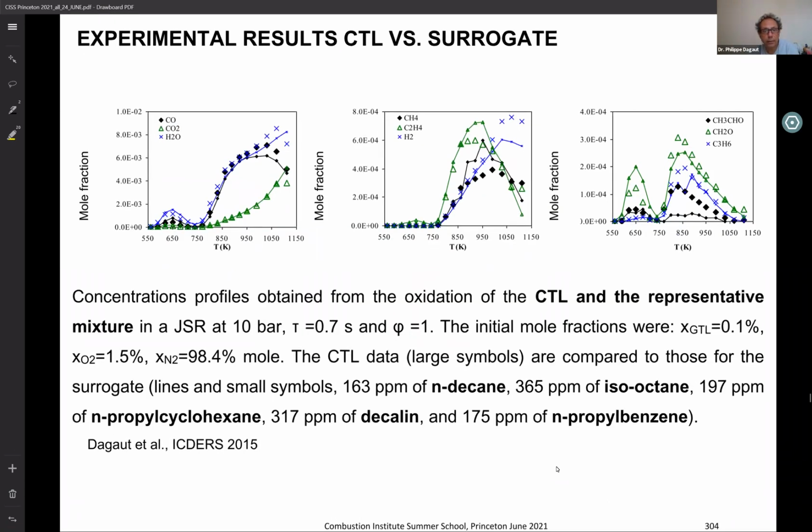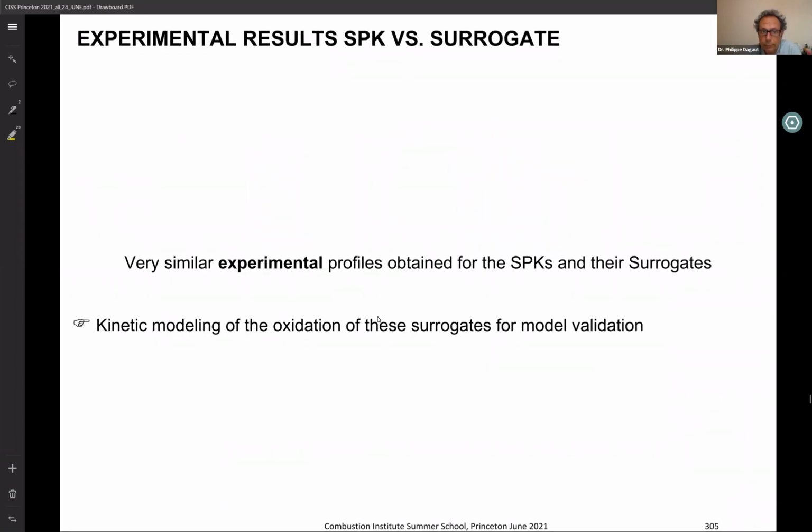And we did the same for the CTL and its surrogate. And again, we could match very well the data obtained with the commercial fuel. You can see, although here for acetaldehyde it's underpredicted, for all the other profiles it's rather good. So now, because we had a very similar experimental profile obtained for these synthetic kerosenes and their surrogates, we could proceed with the kinetic modeling of the oxidation of these surrogates for model validation.